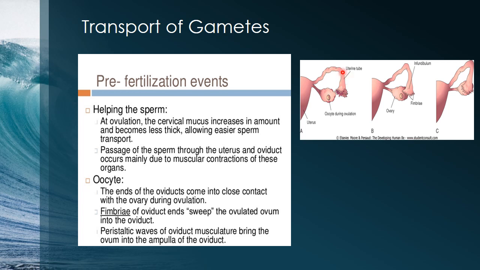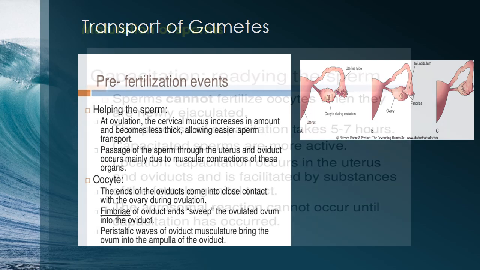So, if the ovum is present in the ampullary part of the uterine tube, fertilization will take place. But if the ovum has degenerated, then the sperms will also degenerate in the female genital tract.